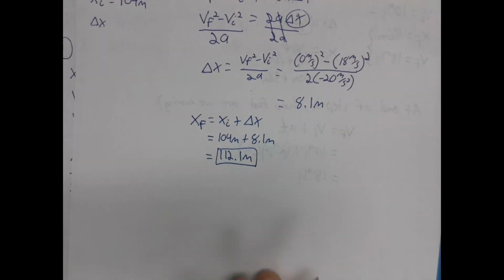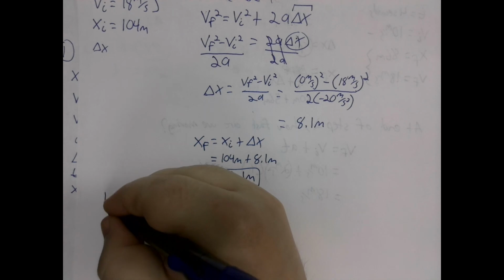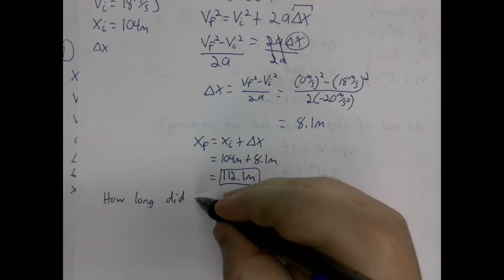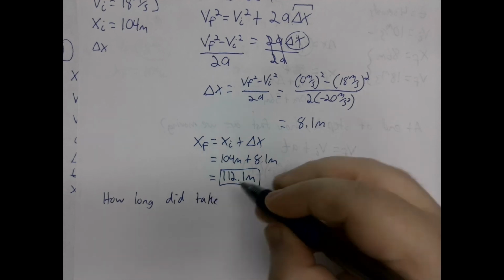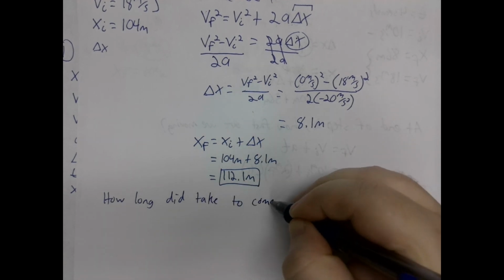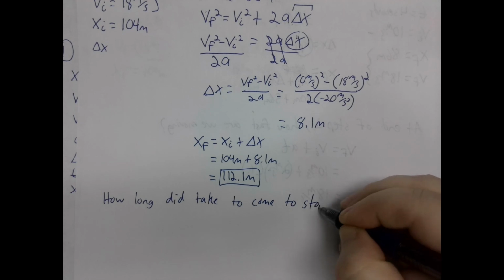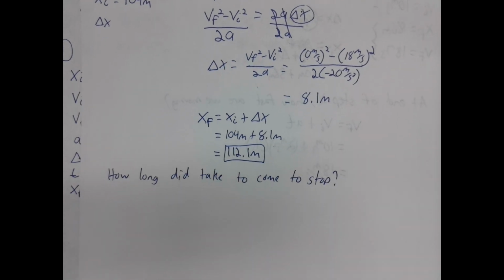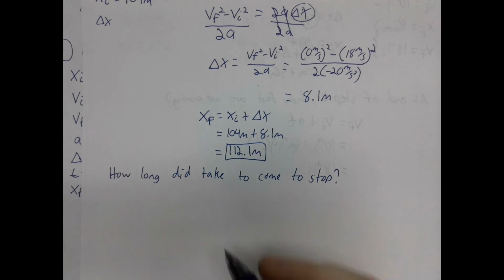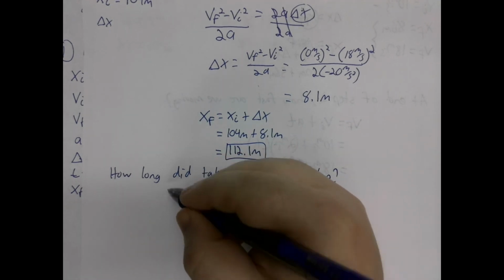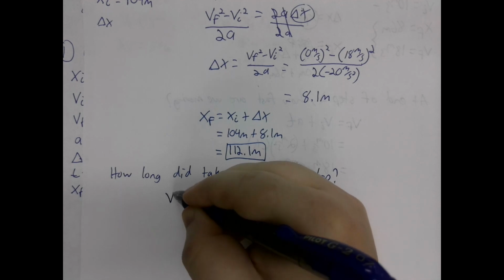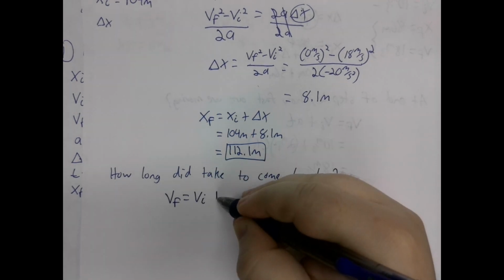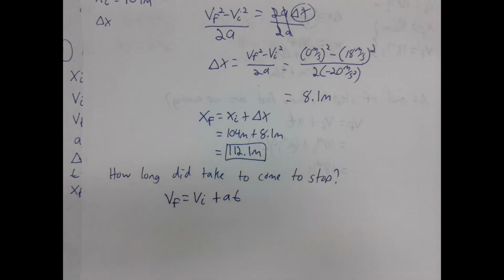So for problem 4, we can also say how long did it take to come to a stop. We can solve for time. We have various equations, so let's use the simplest one: VF equals VI plus A times T.